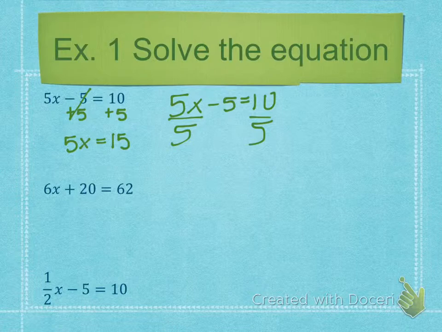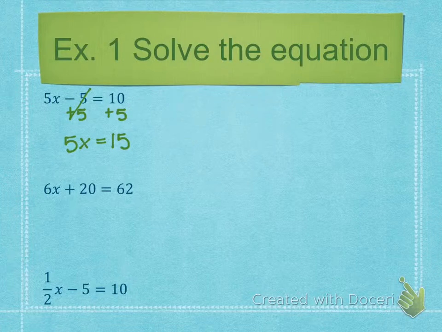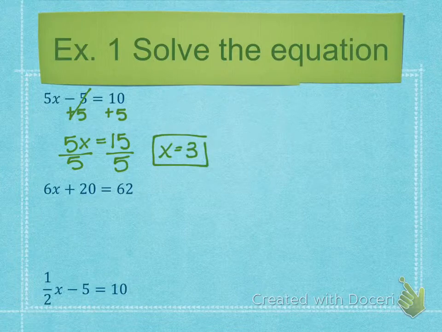You have to, remember that statement I told you, always combine like terms first. Okay, so let's finish this off and solve this problem. What am I going to do to get x by itself? Divide by 5, and x is equal to 3. Okay? Let's do this next one.